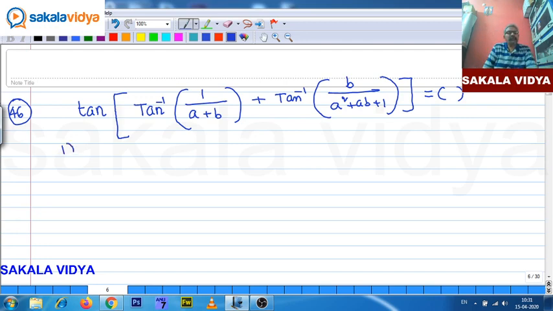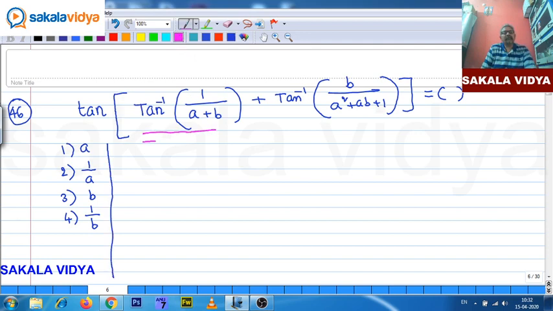First option is A, second option is 1 by A, third option is B, fourth option is 1 by B. So, this is the question. Tan inverse 1 by a plus b, tan inverse of b by a square plus ab plus 1.